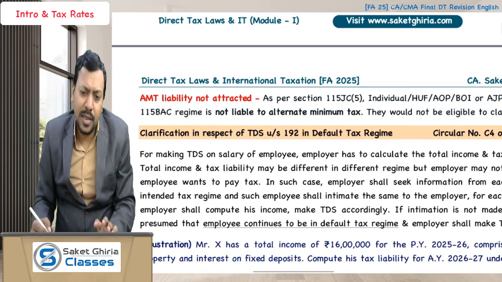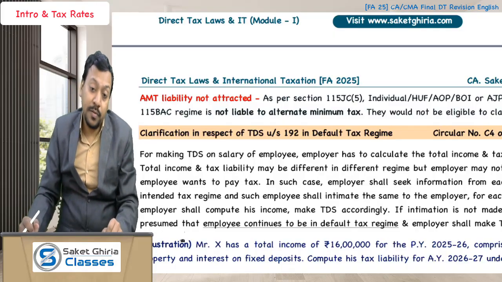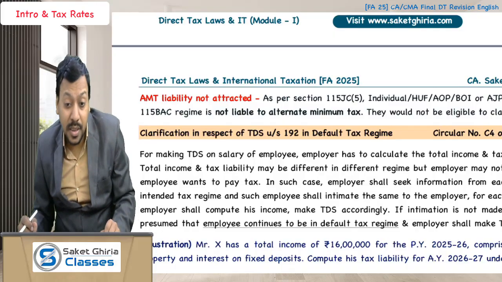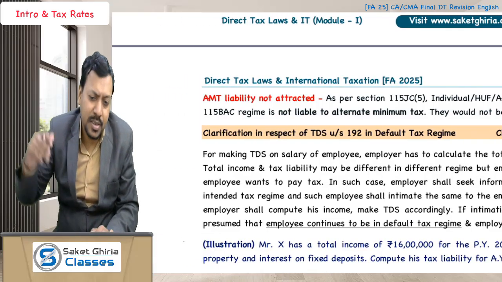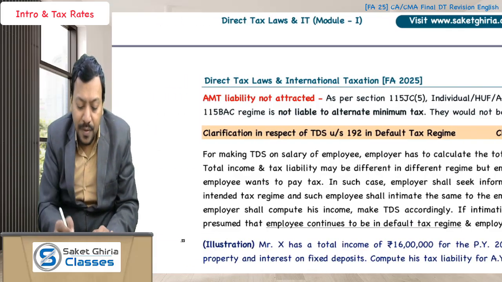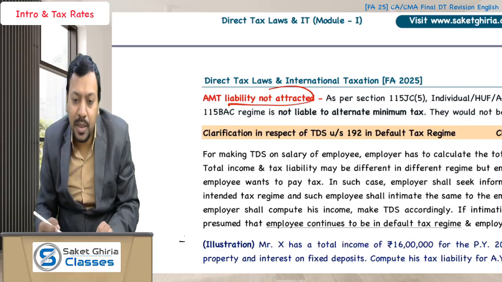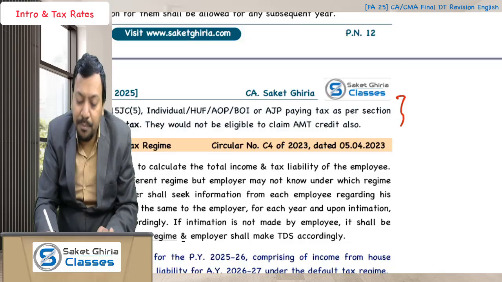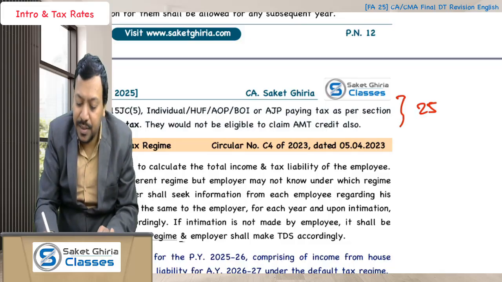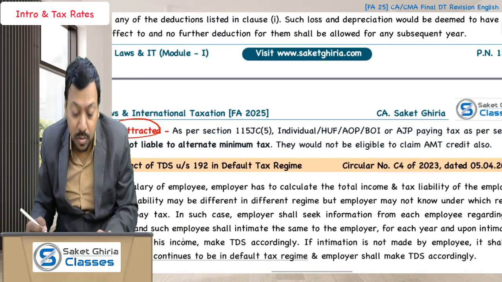Okay, then sir, there are a lot of restrictions in 115BAC. Dear friends, there are few benefits also. Like in 115BAC, the slab rates are on the lower side. In 115BAC, 115JC, means alternate minimum tax liability, is not attracted. And in 115BAC, the highest surcharge rate is 25% instead of 37%. So there are some benefits also.